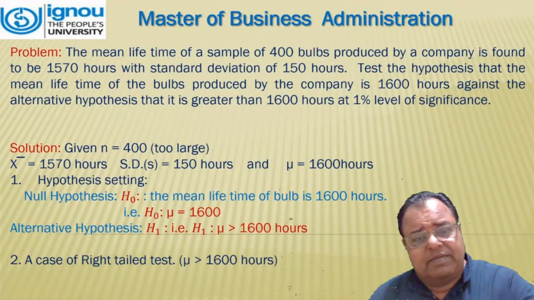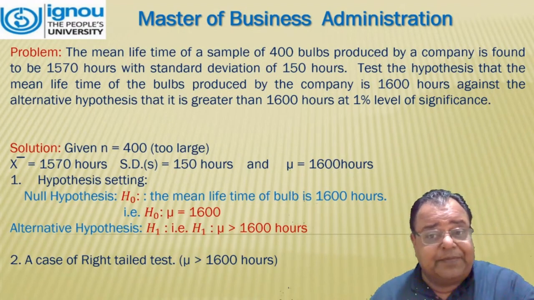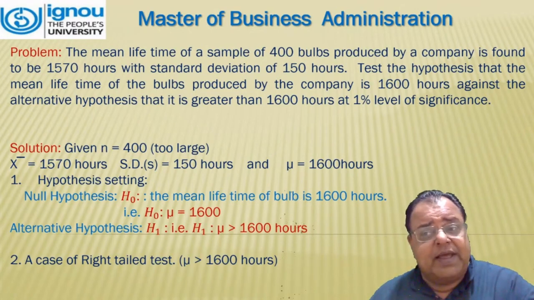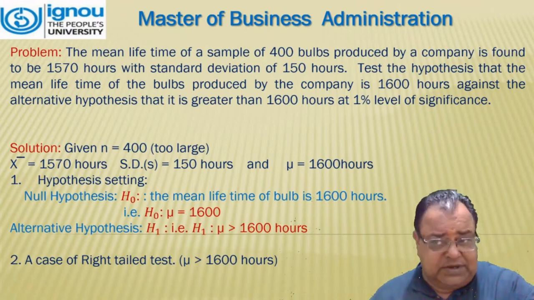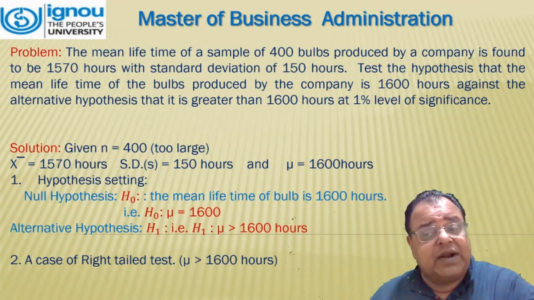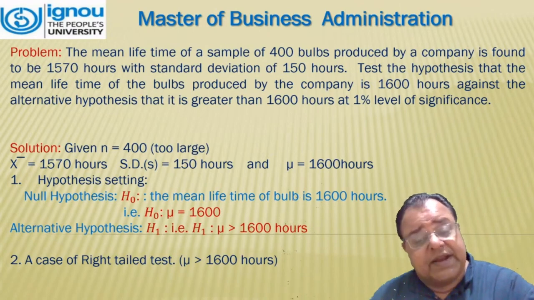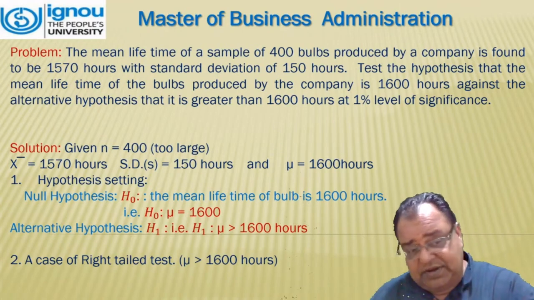Similarly, the same problem, but here the information is different and the conclusion may be different. The mean lifetime of a sample of 400 bulbs produced by a company is found to be 1570 hours with a standard deviation of 150 hours. We have to test the hypothesis that the mean life of the bulb produced by the company is 1600 hours against the alternate hypothesis that it is greater than 1600 hours at 1% level of significance.